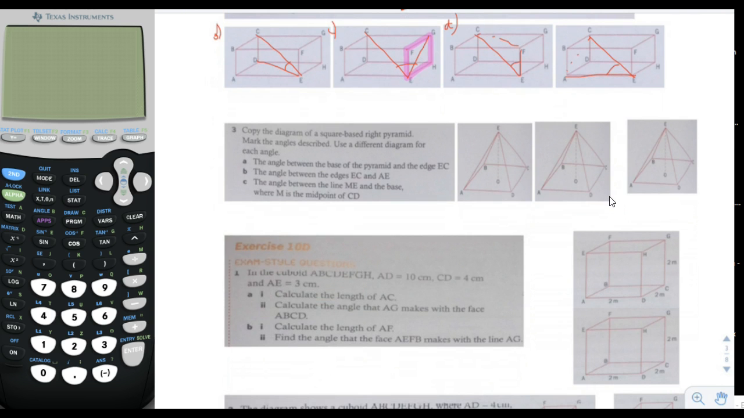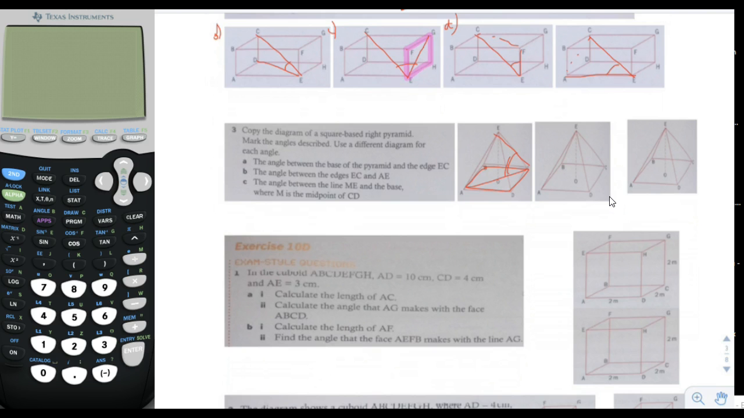3. Copy the diagram of a square-based right pyramid. Mark the angles described. Use a different diagram for each angle. The angle between the base of the pyramid and the edge EC. EC. So EC is that. And then it says between the base of the pyramid. So basically, it's that angle there.